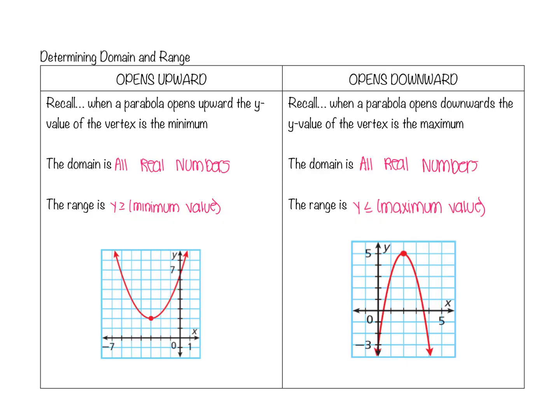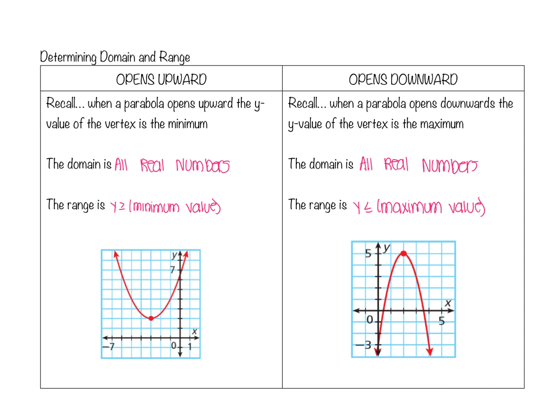Okay, before we start graphing, we're going to do a little talk about domain and range. So we're going to look at both if it opens up and if it opens down. The nice thing about quadratic functions is that your domain, regardless of what direction it opens, is always going to be all real numbers. Your range is going to be determined partially by whether it opens up or down.